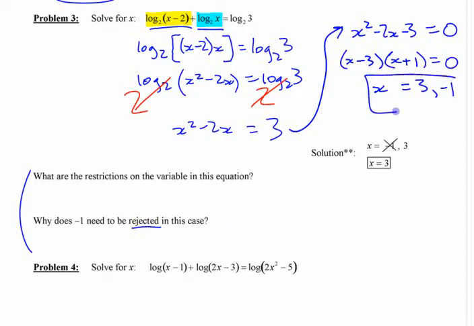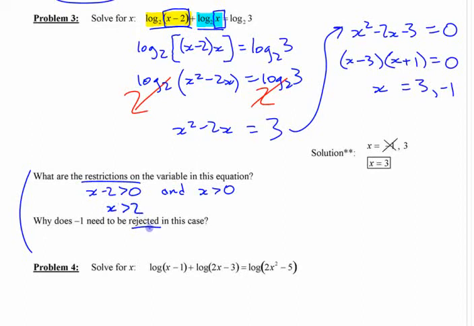Now, it looks like you have 2 answers here. The thing is, we got to think about the restrictions, okay? You have to think about what the restrictions are on this original equation. What are the restrictions? You have 2 expressions here. You have x and you have x minus 2 that you're taking the logarithm of. So x minus 2 has to be greater than 0, and x has to be greater than 0. What do each of those say? Like this one says x is greater than 2, right? And this one says x is greater than 0.